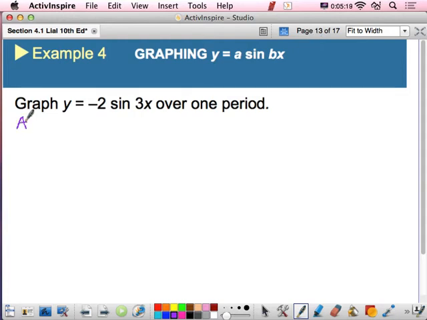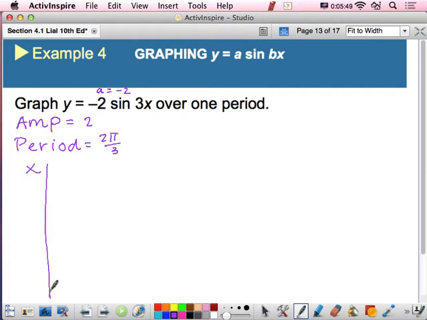What's my amplitude? Positive 2. Remember that the amplitude is the absolute value. So A is negative 2, but the amplitude is the absolute value of that, so positive 2. The period is the part that's really annoying here. The period is 2 pi over 3, and that causes trouble because it's not an integer, so it's hard to go in by halves.